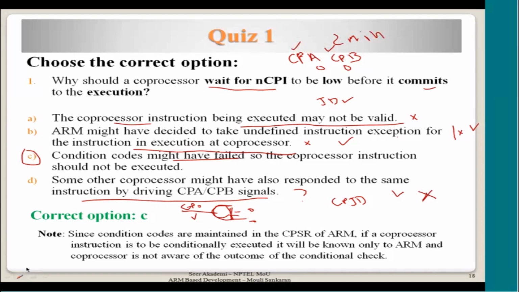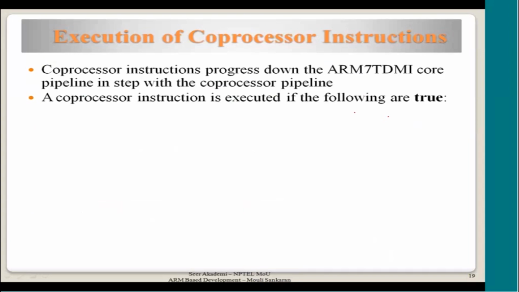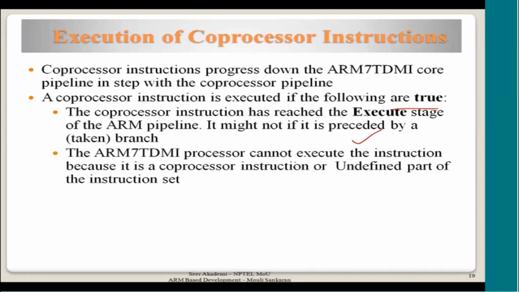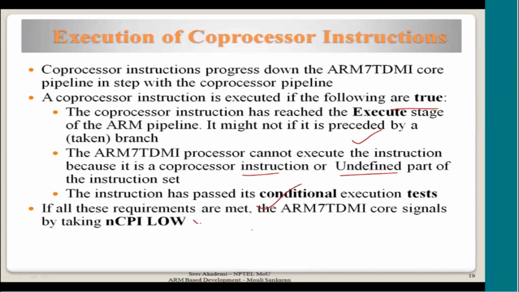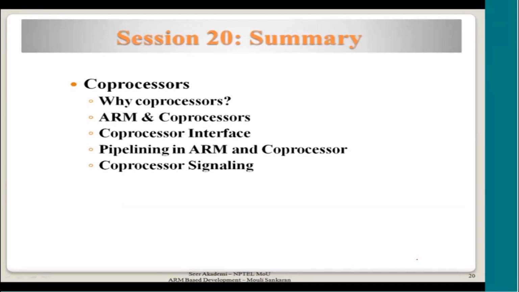Okay. So, execution of the coprocessor instruction. Coprocessor instructions progress down the ARM core. A coprocessor instruction is executed if the following are true. The coprocessor instruction has reached the execute stage, and the ARM processor cannot execute the instruction because it is a coprocessor instruction and part of the undefined part of the instruction set, and the instruction has passed the conditional execution test, and nCPI is low, and CPA and CPB show that somebody has accepted it, and then the coprocessor can commit the instruction to execution. Okay, that's all. I hope the whole thing is clear to you guys.